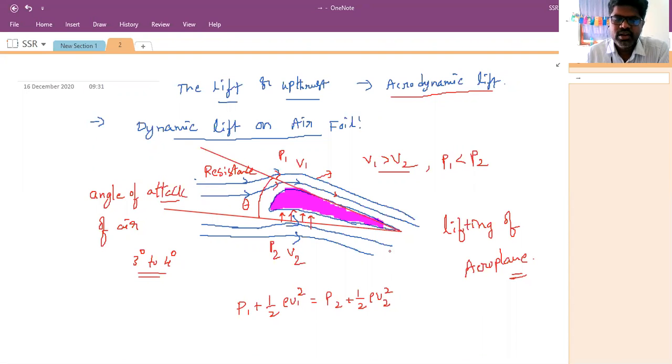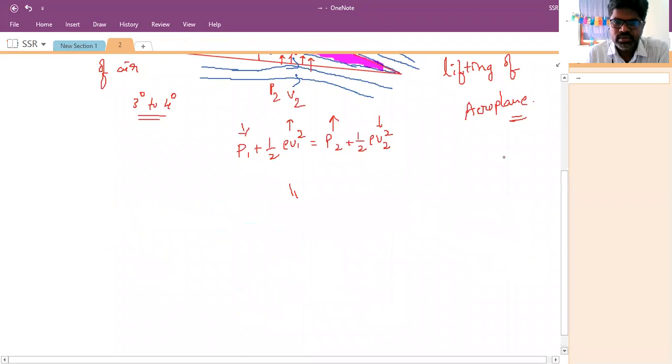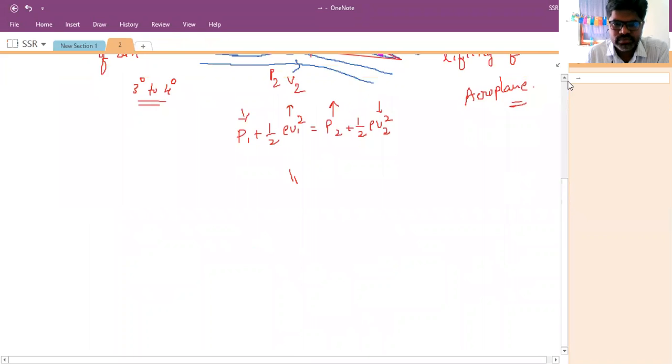Based on this, if the pressure is P1 here and the speed V1 is greater, then immediately pressure P1 will be reduced. Here speed V2 is less, so pressure P2 will be high. That will create a pressure difference, and that pressure difference will give the upward lifting force.